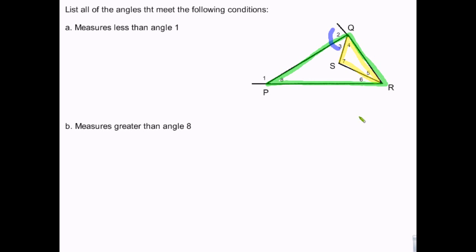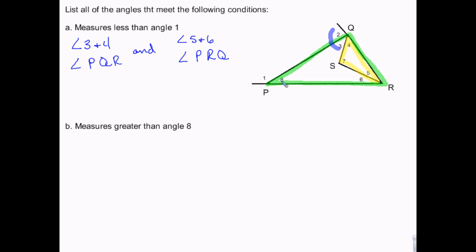So let's look at the problems that were given here. Measuring less than angle 1. Angle 1 is external to the green triangle, so I want to go to the opposite corners and have 3 plus 4 together, or we could call that angle PQR. And then on this end, I have 5 and 6 together, or PRQ. Both of those would be acceptable, so you can use just the numbers or you can use the letters.